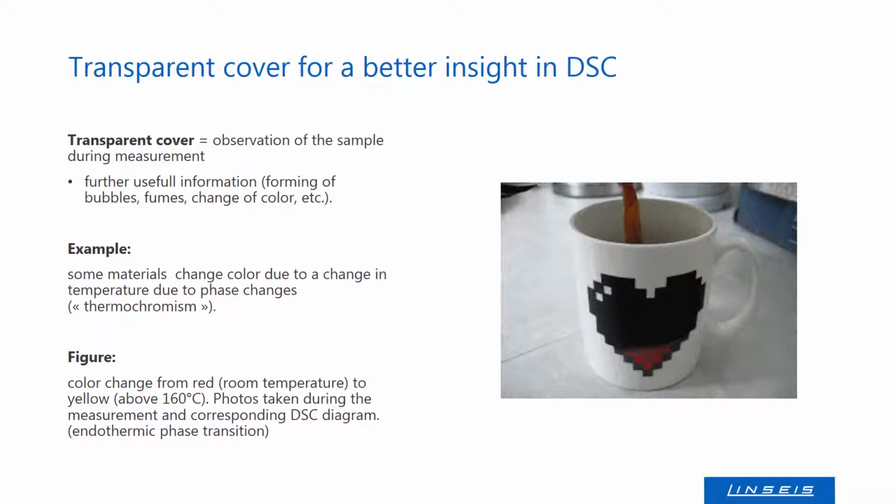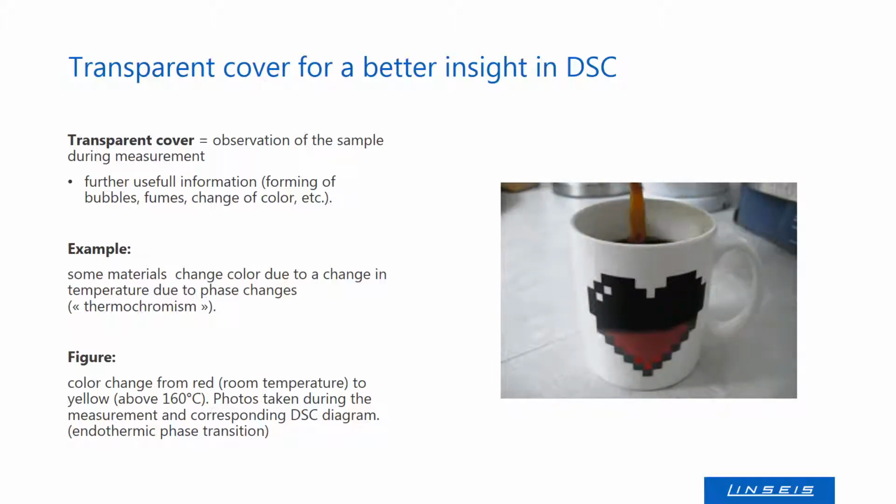A further interesting feature is the transparent cover. In classical DSC instruments, the sample can't be observed during the measurement. It's kind of a black box. However, observation can give further useful information. For instance, forming of bubbles, fumes, the change of color, and many more.